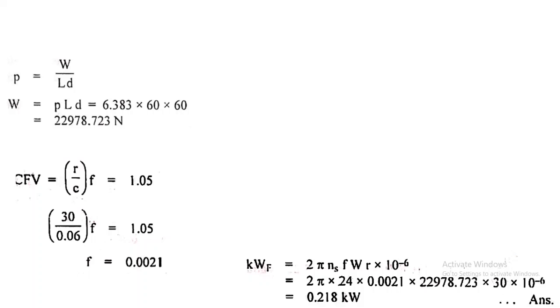Now I want to find out the power lost in friction, which is kilowatt. The formula is 2 pi Ns f W R. 2 into pi into Ns is 24. f I already found out right now, 0.0021. W I found out 22978.723, and radius R is given 30. So I'll get the value as 0.218 kilowatt.